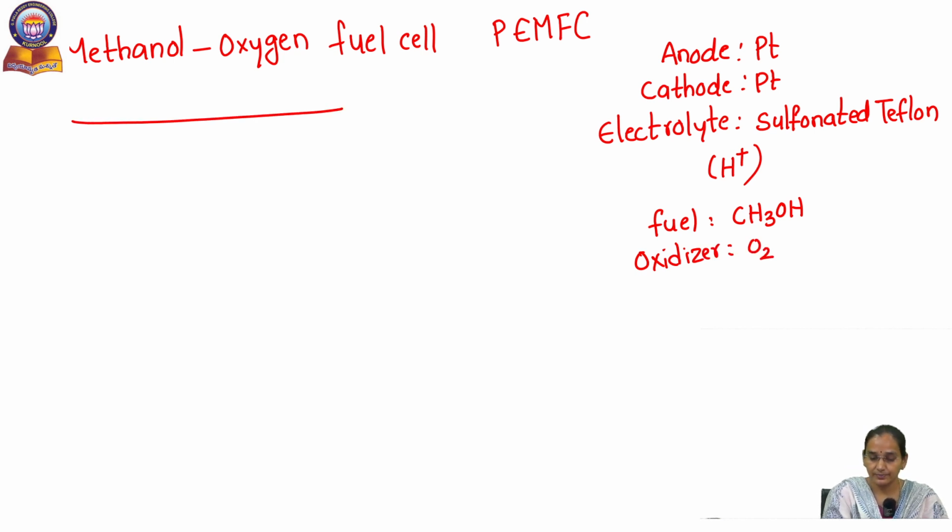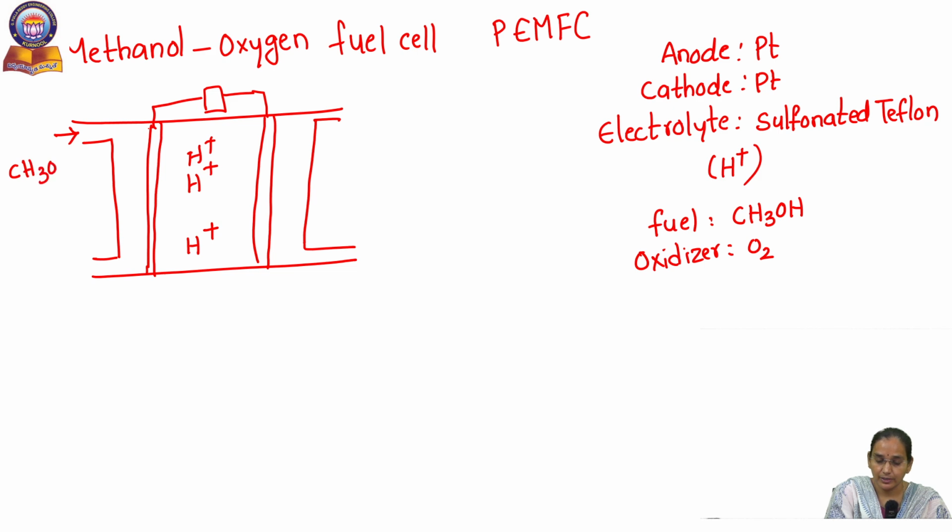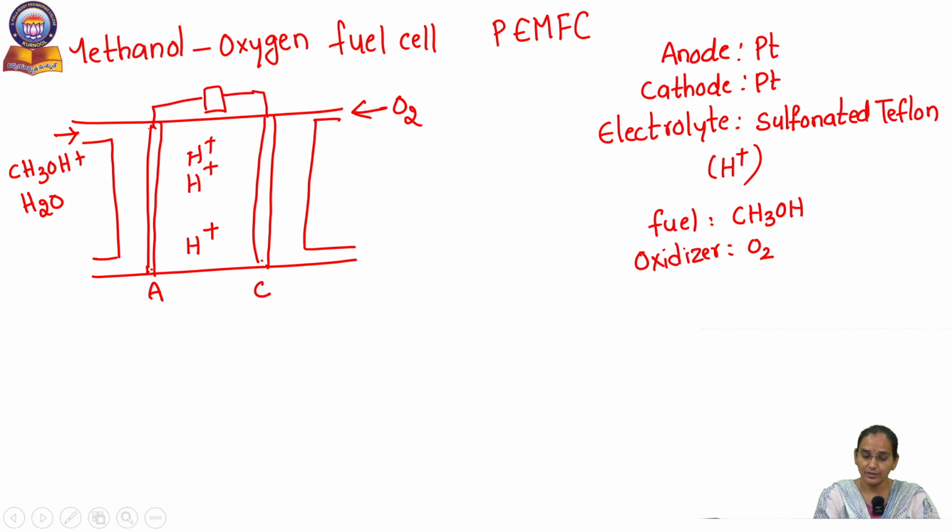Coming to the construction, both anode and cathode are platinum rods. Here, solid sulfonated Teflon is used as the electrolyte to transfer proton ions and avoid leakage. At the anode, methanol and water molecules are passed, and at the cathode, oxygen is passed.